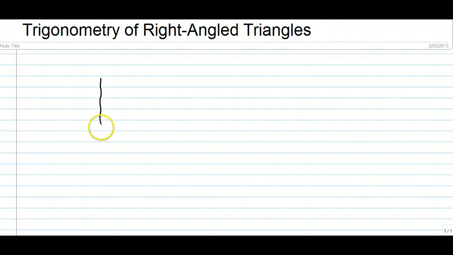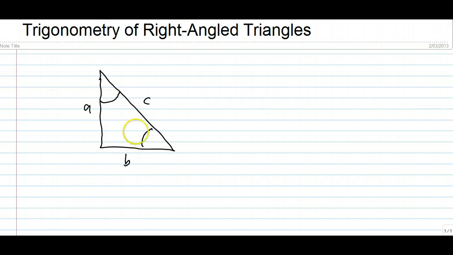Hi, in this video we're going to be looking at right-angled triangles and how their sides and their angles are related to each other. This is the study of trigonometry, how the sides and angles of a triangle relate to each other. There's a fantastic little mnemonic which I hope you're familiar with, which helps you to remember the relationships between the sides and the angles, internal angles of a right-angled triangle.